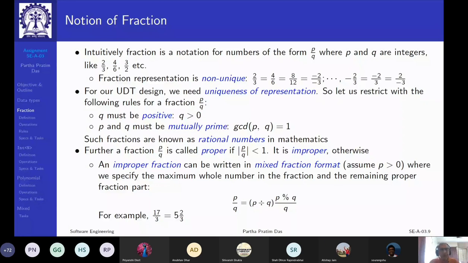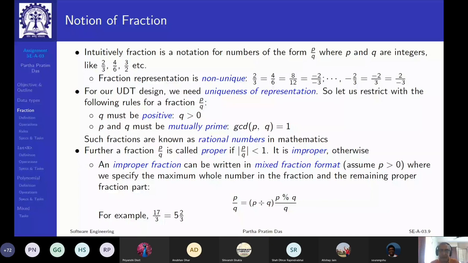So what is a fraction? We all know fraction is a notation for numbers of the form p by q, where p and q are integers. So these are fractions. You have to be clear in terms of specification that if you define fraction just like that, then the representation will be non-unique. 2 by 3 is same as 4 by 6, 8 by 12, and you cannot work with a non-unique representation. So you have to uniquify the representation.